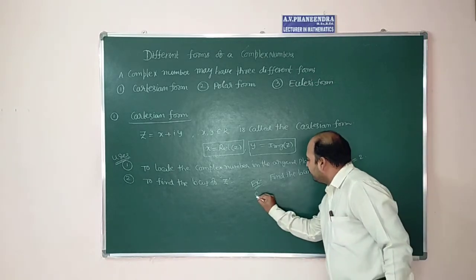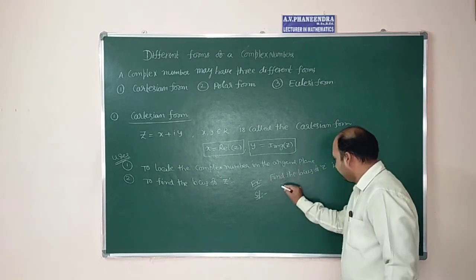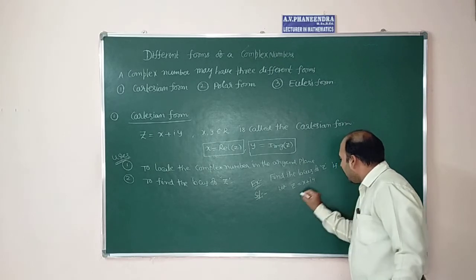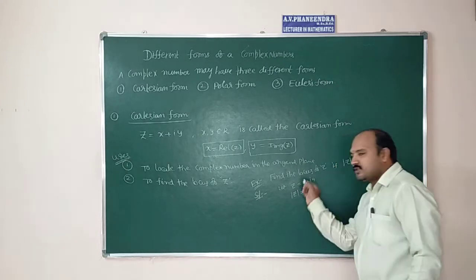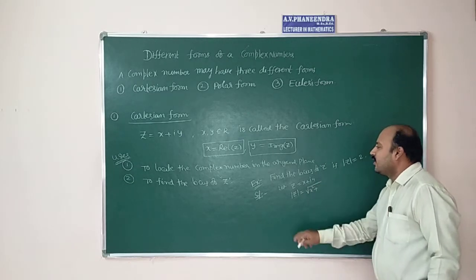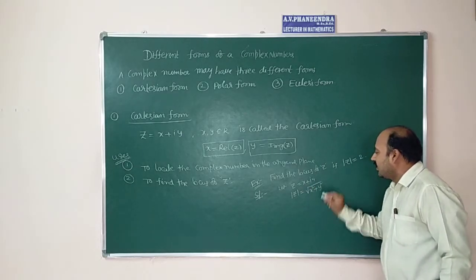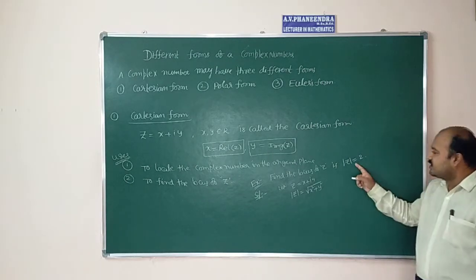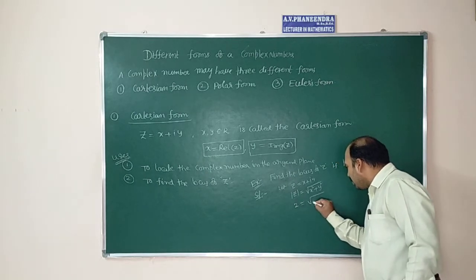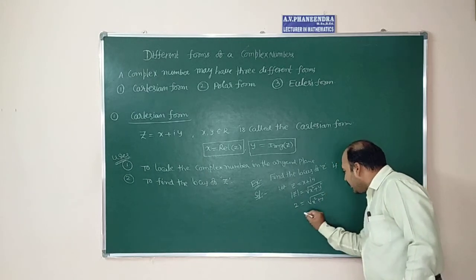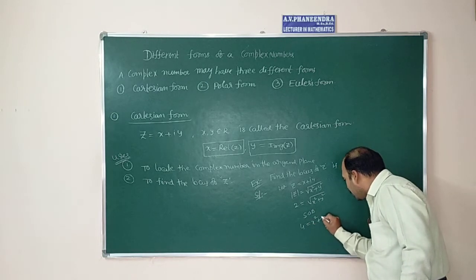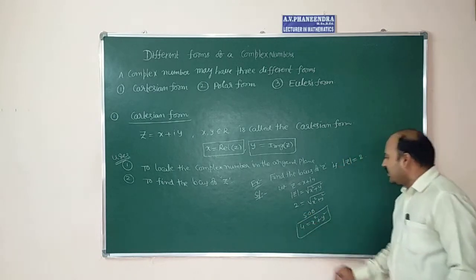That time what are we going to do? Let z is equal to x plus iy. Calculate modulus of z, as already discussed in the previous classes. Modulus of z is equal to square root of real part square plus imaginary part square. Since mod z is equal to 2, square root of x square plus y square equals 2. Squaring on both sides, 4 is equal to x square plus y square, which is the required locus.